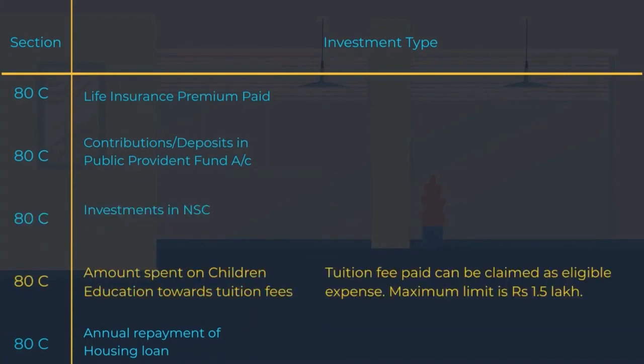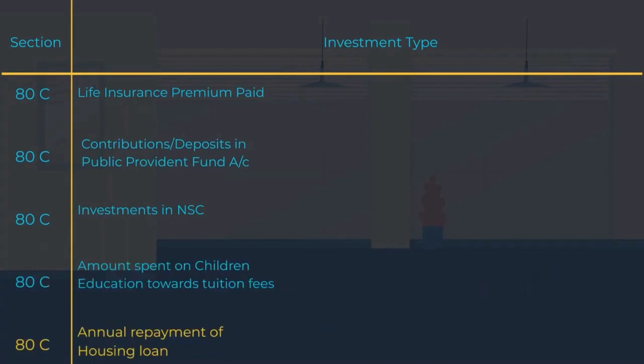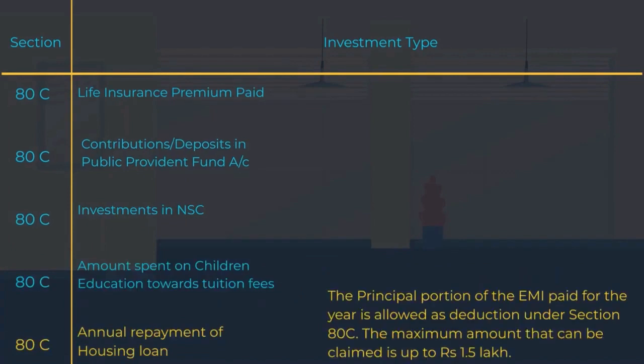Tuition fee paid can be claimed as eligible expense. Maximum limit is 1.5 lakh rupees. The principal portion of the EMI paid for the year is allowed as deduction under Section 80C. The maximum amount that can be claimed is up to 1.5 lakh rupees.